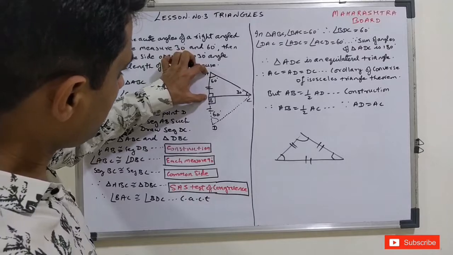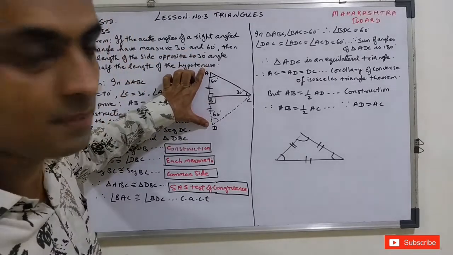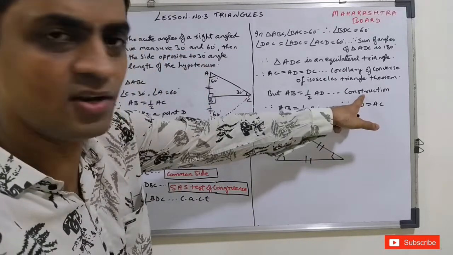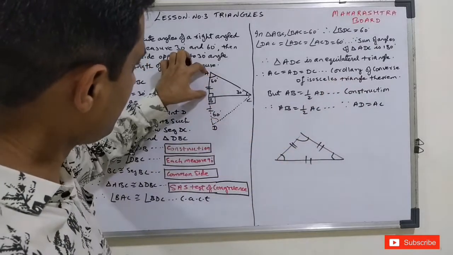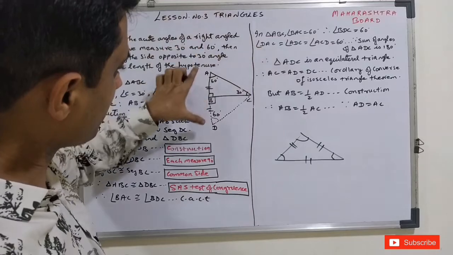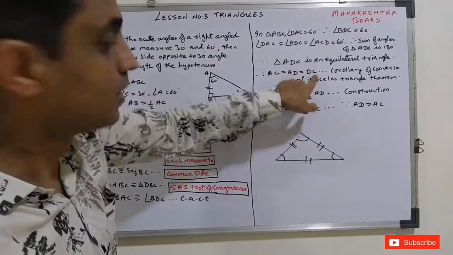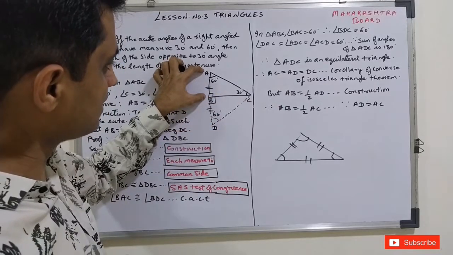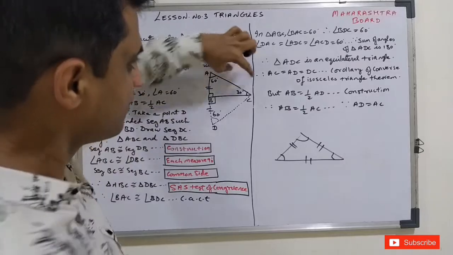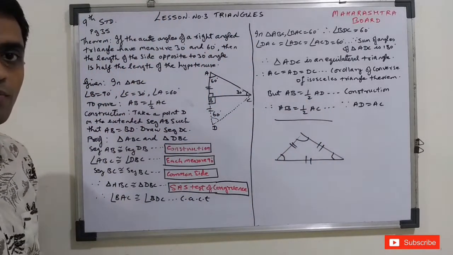Now if you see here, AB is equal to BD, it means AB is half of AD. AB is half of AD, by construction you can write. Now instead of AB is half of AD, we can write AB is half of AC. Why? Because AD and AC are equal. It is written here. So we got AB is half of AD, and instead of that we will write AB is half of AC. This only we have to prove. Hence, it is proved.